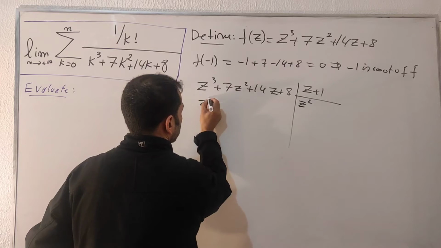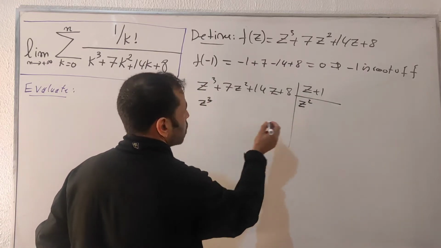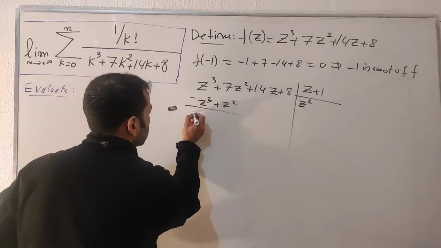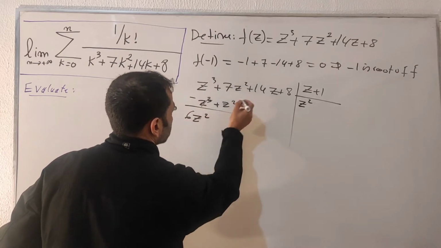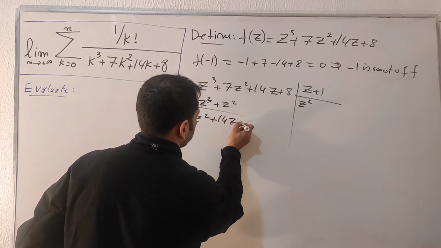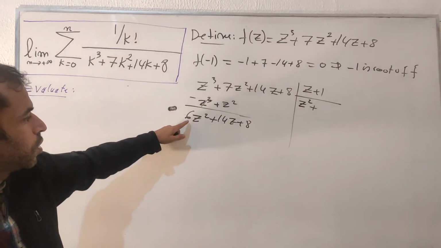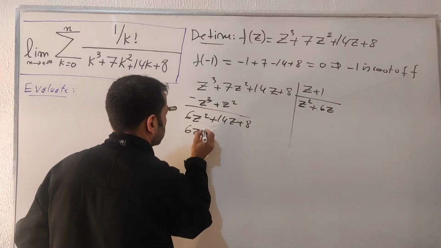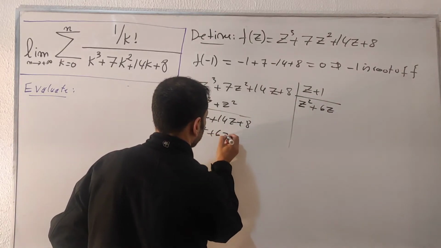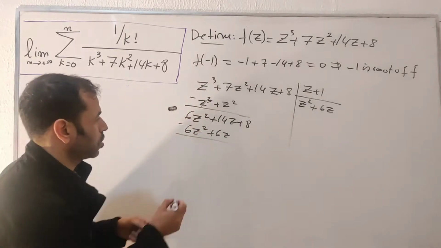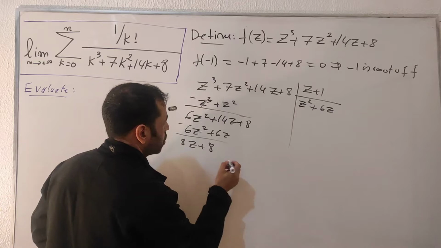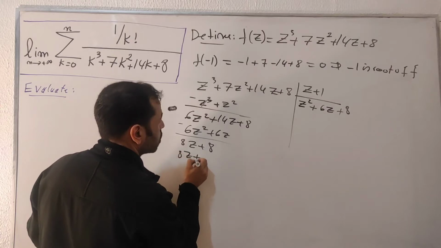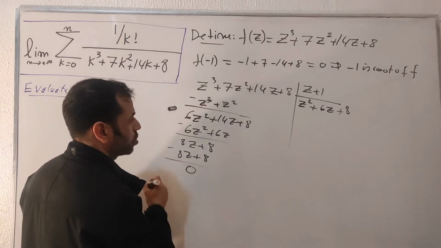This gives us z squared, and z cubed plus z squared, because this is multiplied by this. Subtract, and I get 6z squared, the z cubed terms cancel, and I'm left with 14z plus 8. Moving on to the next term, dividing gives us 6z, which gives 6z squared plus 6z. Subtracting, I get 8z plus 8. Dividing gives us 8, so we get 8z plus 8. Subtract this and you get 0 as the remainder.